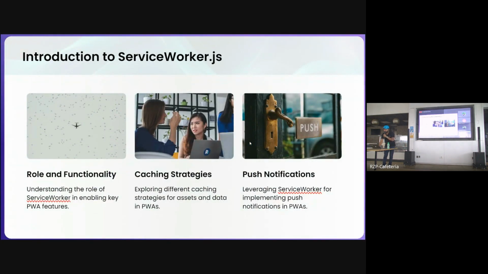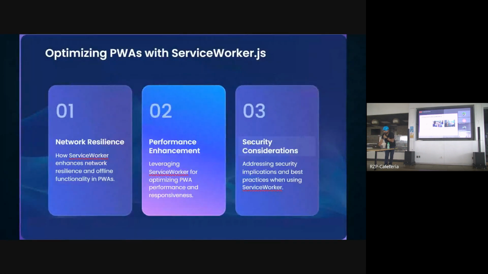So here, some roles and functionality of the service worker are caching techniques, and we can enable push notification services using this service worker file. We will see live how the push notification works and how we can cache the data from the service and all the pages available in the React application. So the main optimization: whenever you are building a progressive web application, there are three things you should keep in mind.